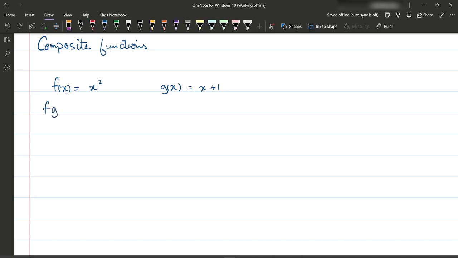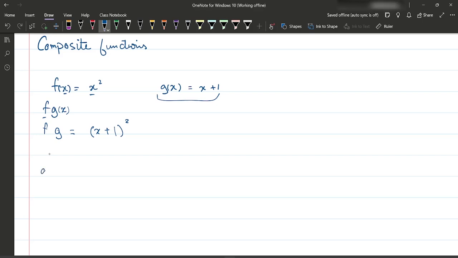What does this mean? What is this function saying? Well, what it's saying is that wherever you see the x value inside f, put the function g in it. So here we have f outside, so we would take the x value, and then we're going to put g in it. So x plus 1 and then squared. This is f of g. This is how it works.